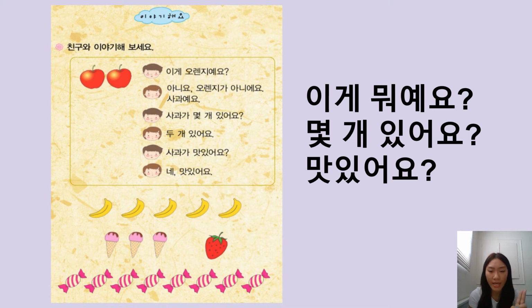And then 몇 개 있어요? How many are there? And then 맛있어요? Is it good? So we see 4 different types of foods here. We see banana, ice cream, and then strawberry and candy. Okay, so we're going to do the same thing using these examples they gave you.